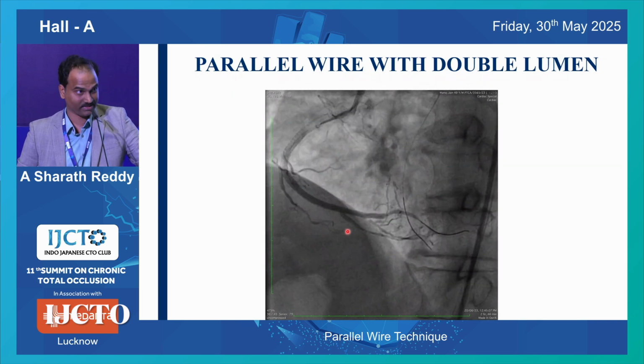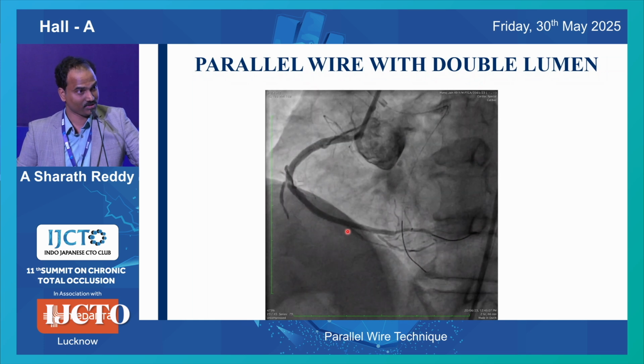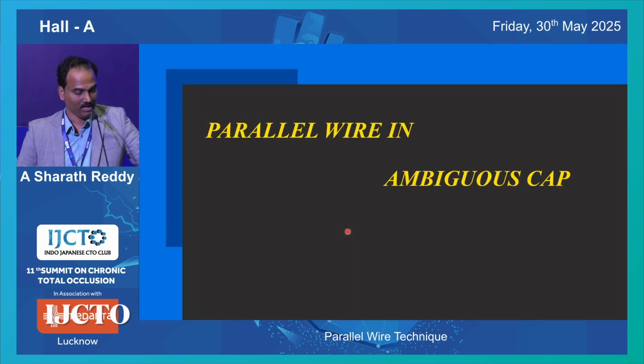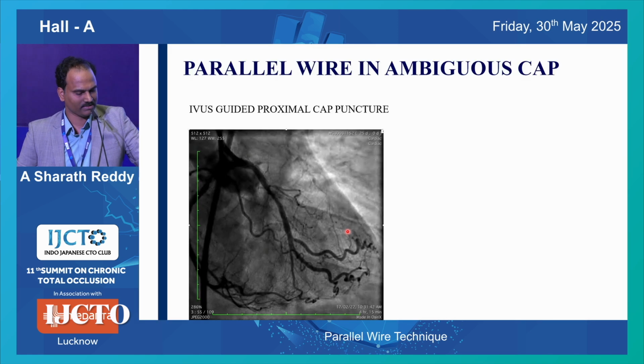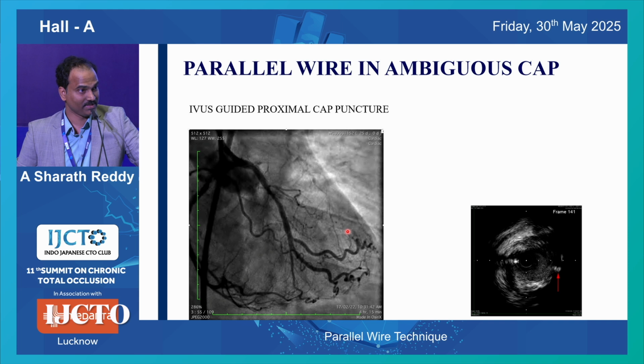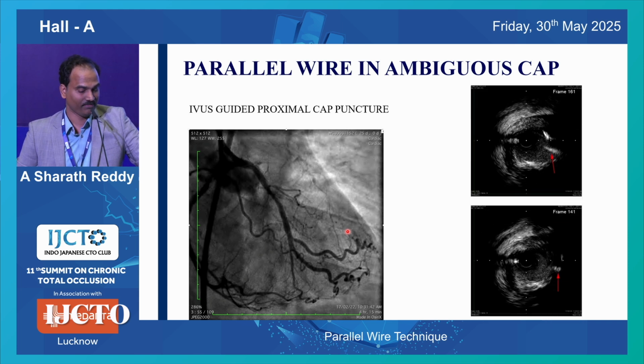I'll show you in the next case how parallel wire can even spoil your case as well. In an ambiguous cap scenario, how to do parallel wire? This is, again, important. See, an ambiguous oscillatory cap. So we did IVUS-guided cap puncture, that is first. And we confirmed wire position. You can see here, the wire is sitting exactly where that's a central wire entry.